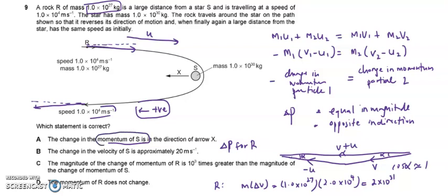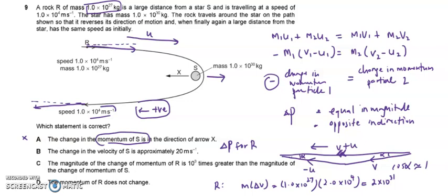So if the change in momentum for R is in this direction, okay, this is the change of momentum of R, so it is pointing in this direction. So the change in momentum of S must be in the opposite direction. Okay, we can see the negative sign here. So this statement is not correct. It is always the opposite of the change in momentum for R.